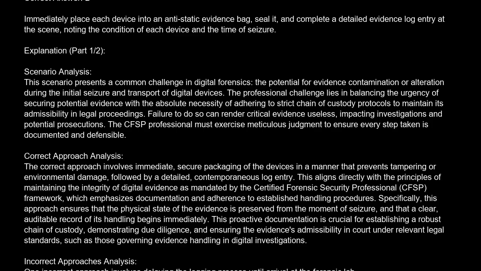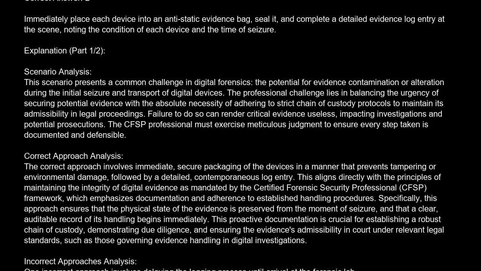Explanation. Scenario analysis. This scenario presents a common challenge in digital forensics: the potential for evidence contamination or alteration during the initial seizure and transport of digital devices. The professional challenge lies in balancing the urgency of securing potential evidence with the absolute necessity of adhering to strict chain of custody protocols to maintain its admissibility in legal proceedings. Failure to do so can render critical evidence useless, impacting investigations and potential prosecutions. The CFSP professional must exercise meticulous judgment to ensure every step taken is documented and defensible.